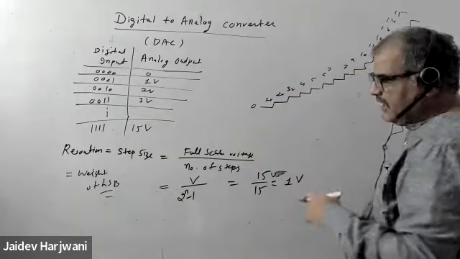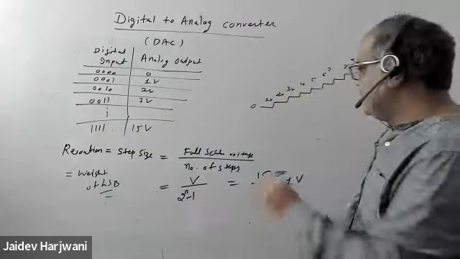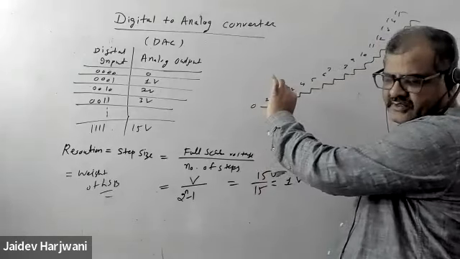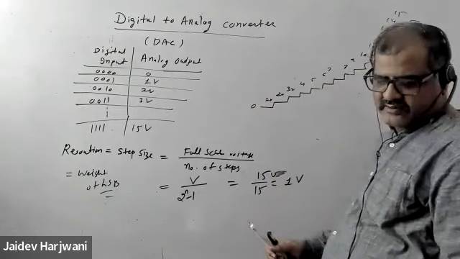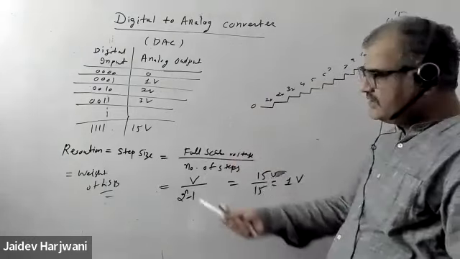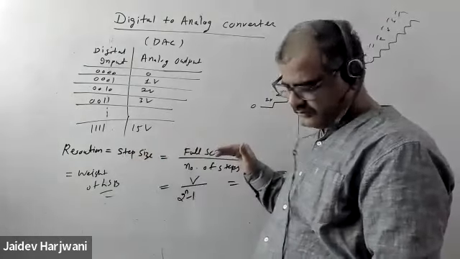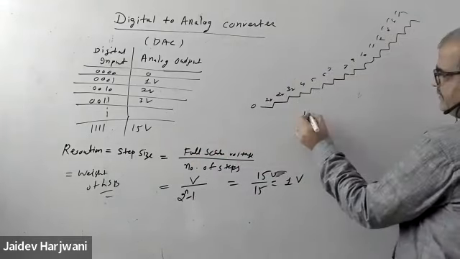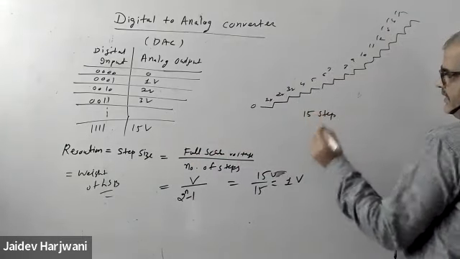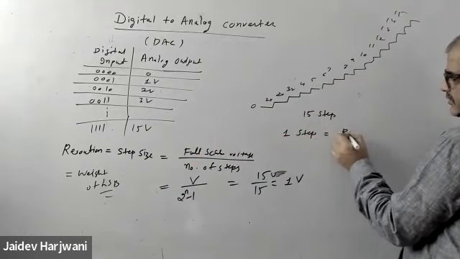Similarly, if I use a 5-bit counter, what will happen? My resolution will improve, because a 5-bit counter has more bits. As the number of bits increases, the resolution of your D2A counter will increase. For example, here you have a total of 15 steps, and one step is equal to the resolution.